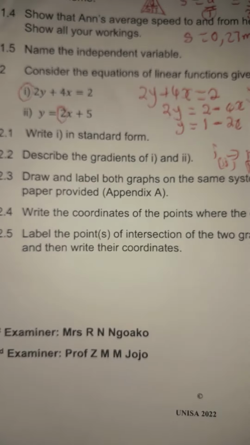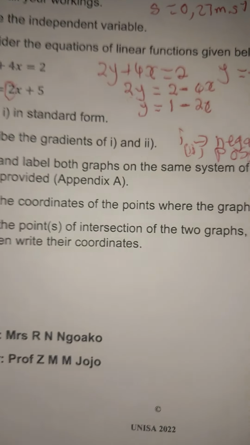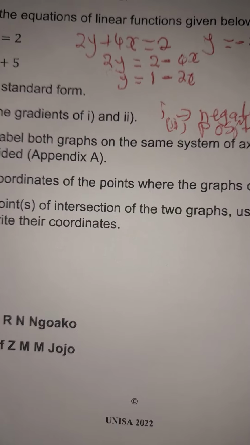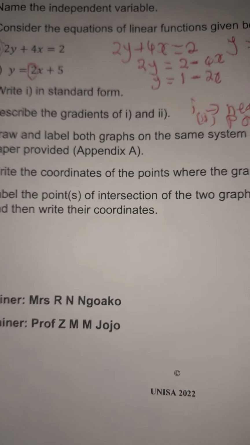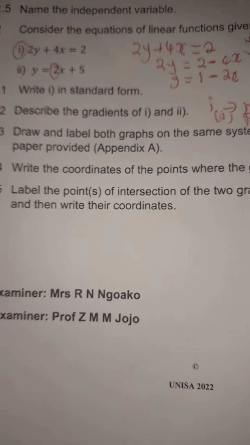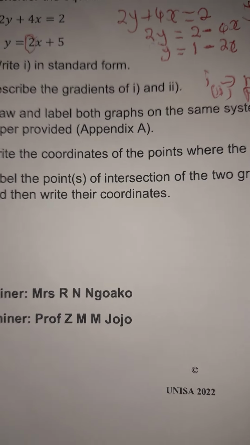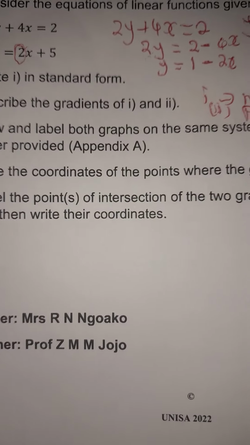Now draw and label the graphs on the same set of axes using the squared paper provided in Appendix A. Unfortunately, I don't have this graph paper, but I'll show you how we can draw this graph. This is where we'll also see how they intersect. Let's put this into practice.